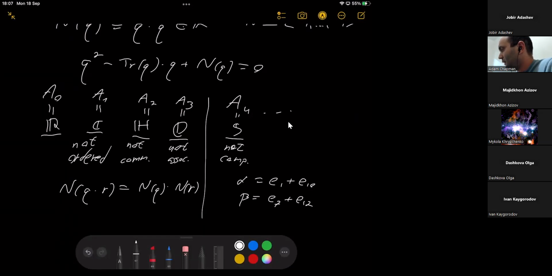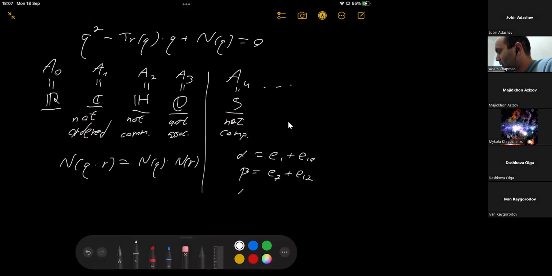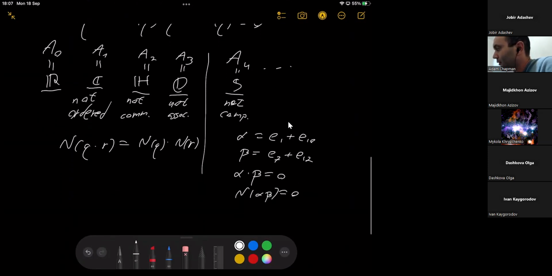Alpha is E1 plus E10, beta is E7 plus E12, and then alpha times beta turns out to be 0. And the norm of alpha times beta is the norm of 0, which is 0, and that's certainly not the norm of alpha times the norm of beta, because this thing is 2 times 2, which means 4. So that's why the Sedenion algebra is not a composition algebra anymore, and it makes it somewhat less interesting from this point on.